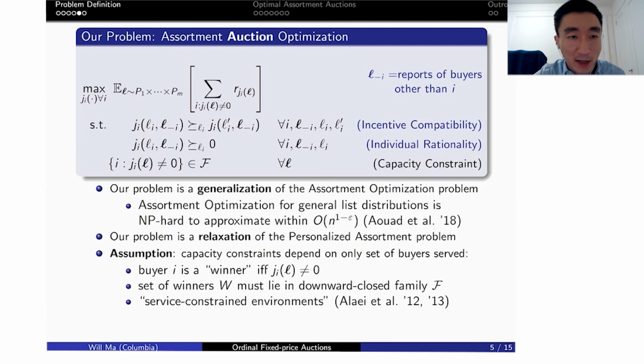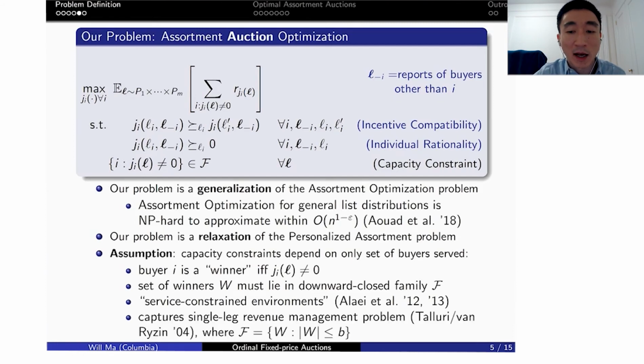So having gotten that out of the way, I'm going to introduce the last constraint in our optimization, which is that, as I explained, the set of i such that j_i(L) doesn't equal 0, so this is the set of winners, has to lie in script F. And yeah, this is also in revenue management. It corresponds to the single leg revenue management problem. And actually for this talk, I'm going to focus on the further simplified case where the capacity constraint is just that there can only be one winner regardless of which product they get. But our results hold for general service-constrained environments.